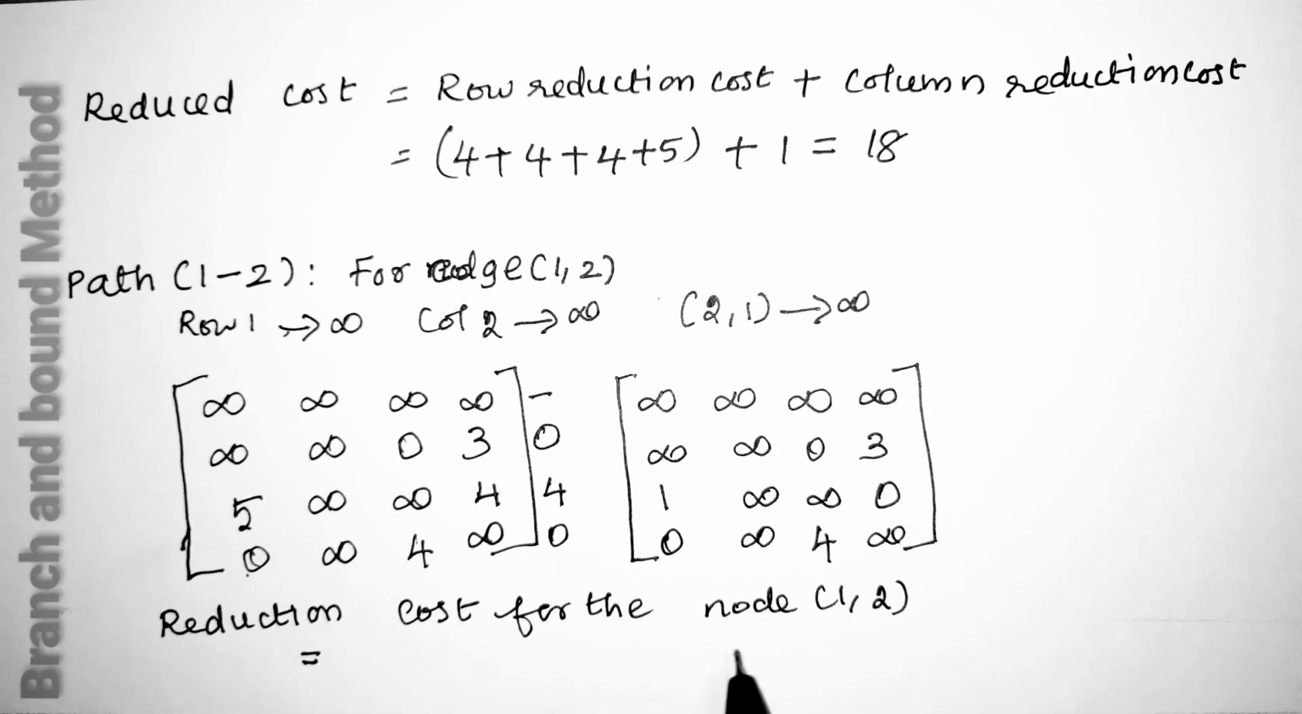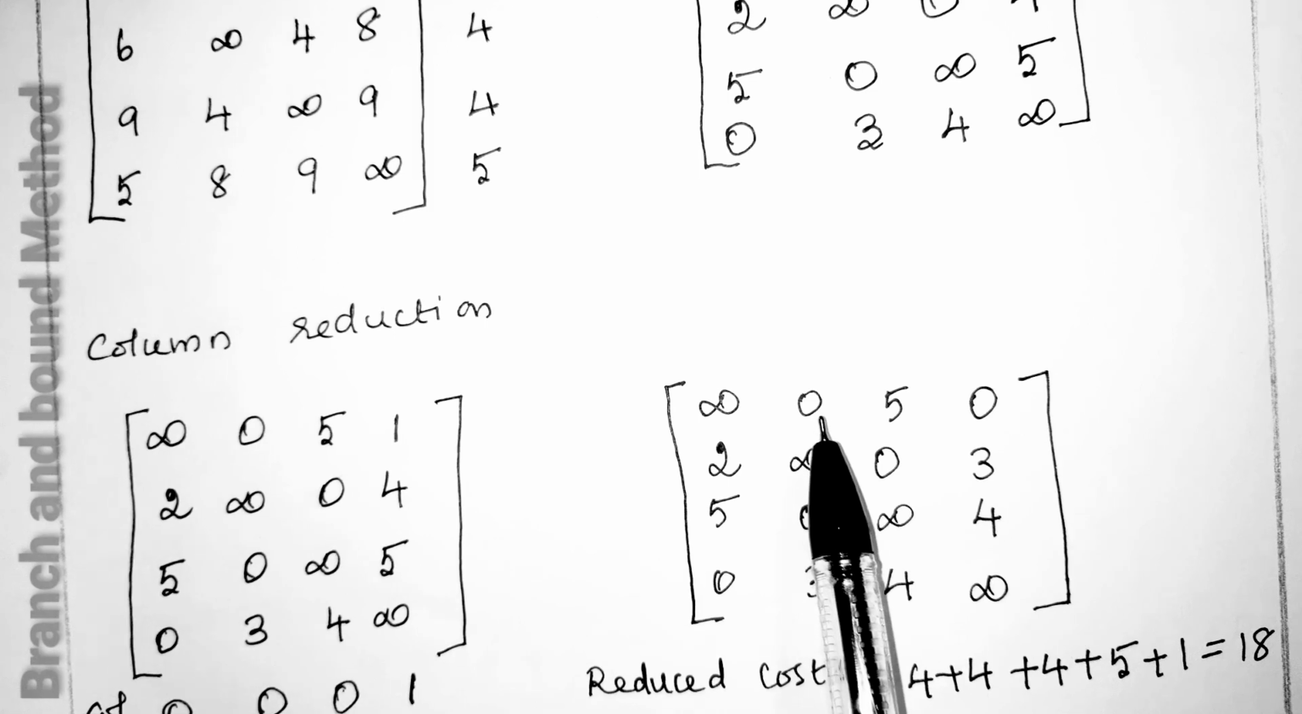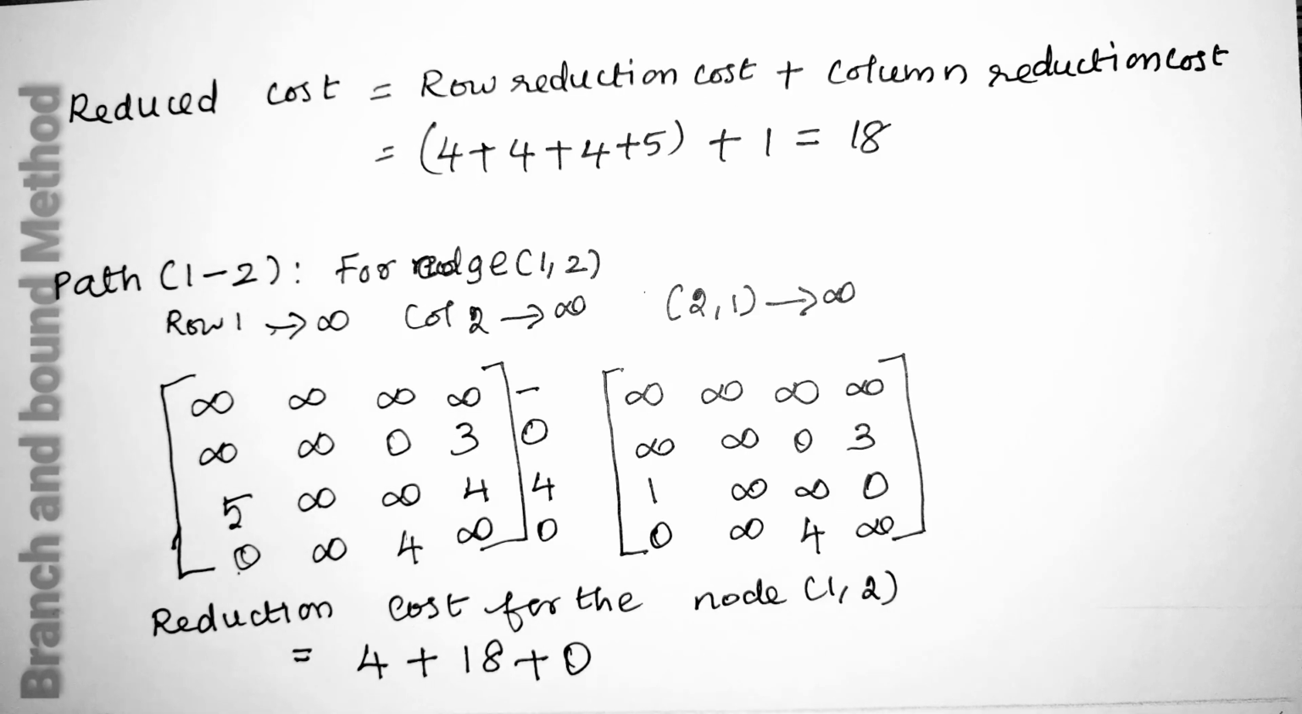The reduction cost for node 2 is nothing but row reduction plus column reduction value. Row reduction value is 4, column reduction value is 0. So 4 plus the reduced cost for node 1, the parent node, which is 18, plus the cost of entry 1, 2 in the reduced matrix, which is 0. So you put 0 here. The reduction cost for node 2 is 4 plus 18 plus 0, that is 22.